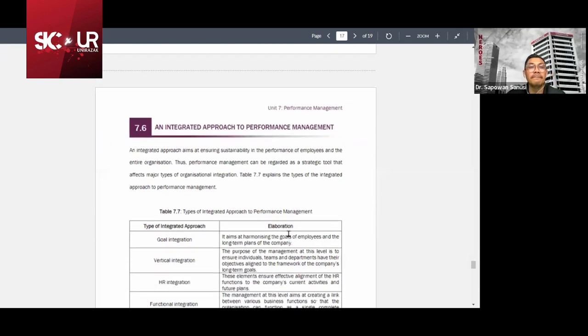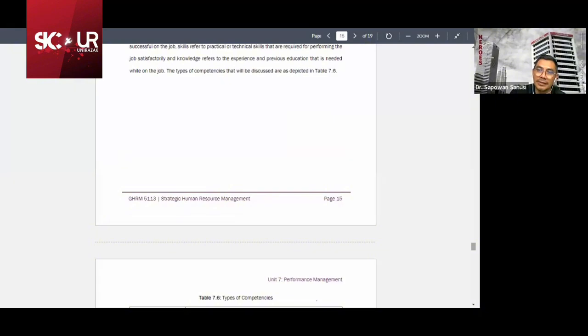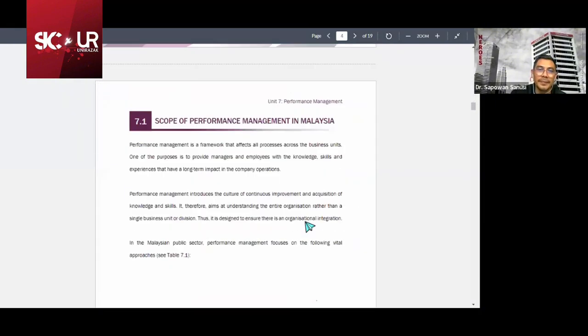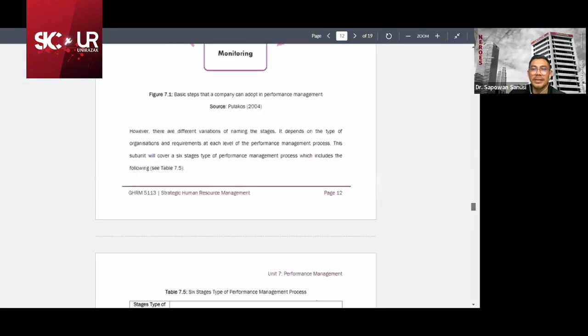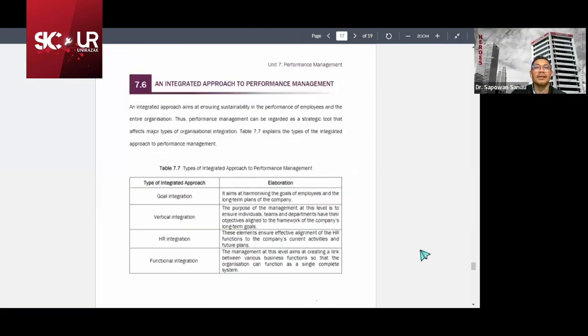Okay. The integration approach aims at ensuring sustainability. Now, how do we want to integrate all the approaches? We have many approaches earlier, guys. All kinds. This is what's important. This is the approach. Okay. How do we integrate? We want to integrate KPIs, client, and everything. How do we do it? So many things. These are just a few.